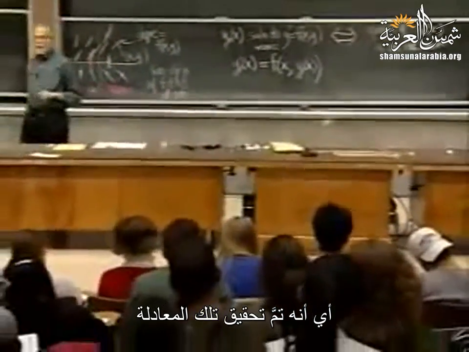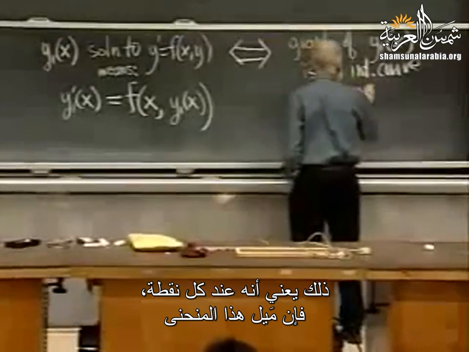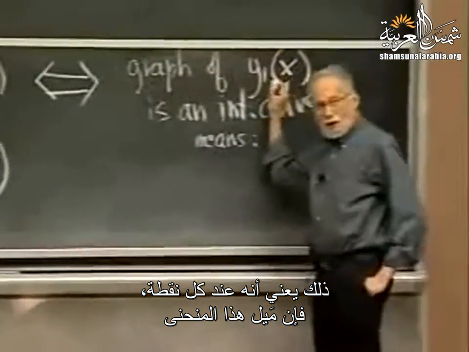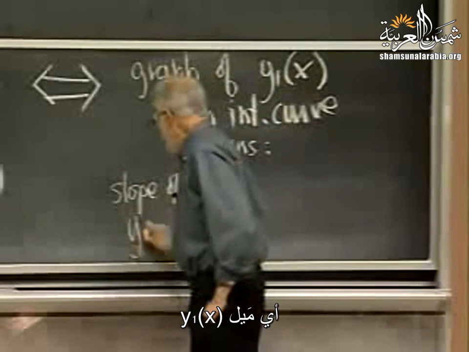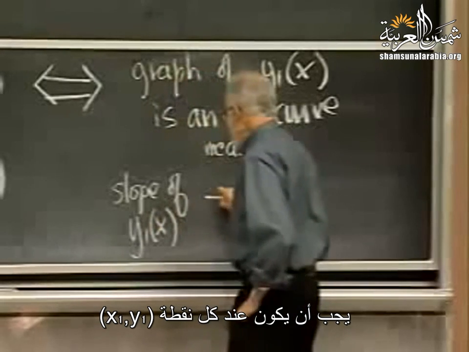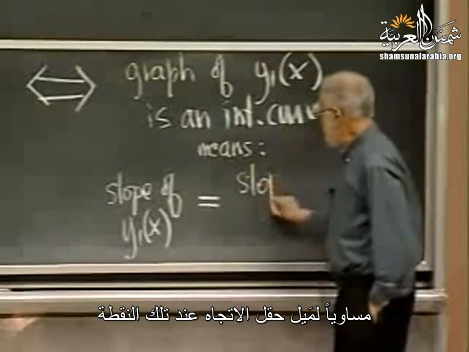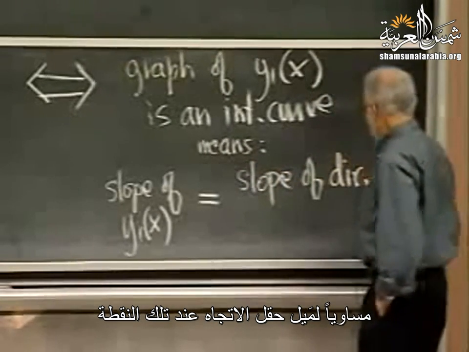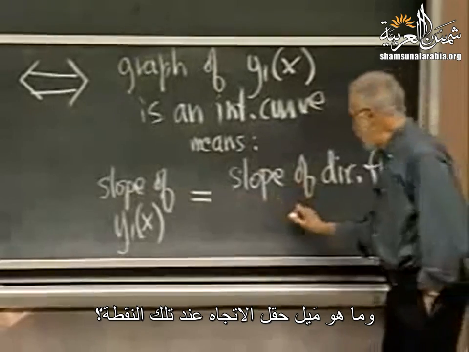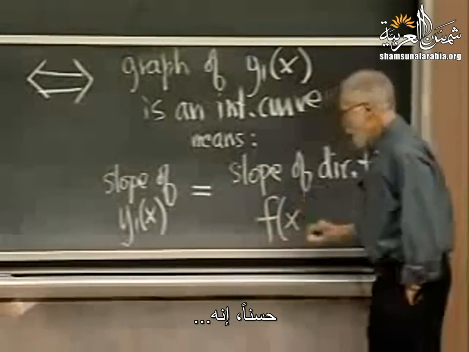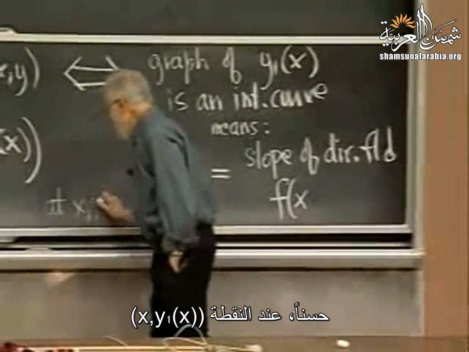That equation is satisfied. Okay, what does it mean for the graph to be an integral curve? Well, it means that at each point the slope of this curve, the slope of y1(x), should be, at each point (x1, y1), equal to the slope of the direction field at that point. And then what is the slope of the direction field at that point? Well, it is f at the point (x, y1(x)).